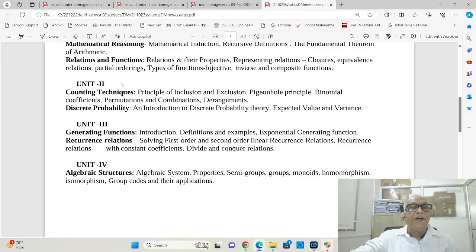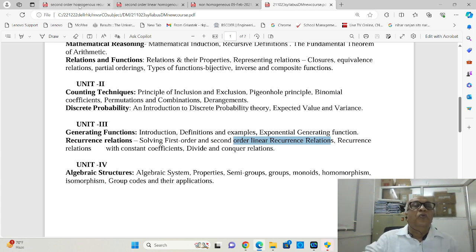So, we are discussing Unit 3 of Discrete Mathematics subject. We had discussed second order linear recurrence relations which are homogeneous. In today's discussion, we will be covering second order linear recurrence relation non-homogeneous.